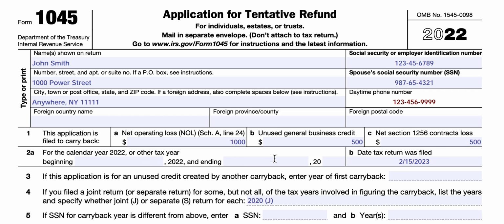And then in line 2A and 2B, there's no guidance in the form instructions, but you would simply write in, if your tax year is not the calendar year for 2022, then you would write in what your tax year looks like. And then as a placeholder, again, I just put in a date in February of 2023 that I presumably filed my original income tax return. And again, you should not file your application for tentative refund before you file your income tax return.